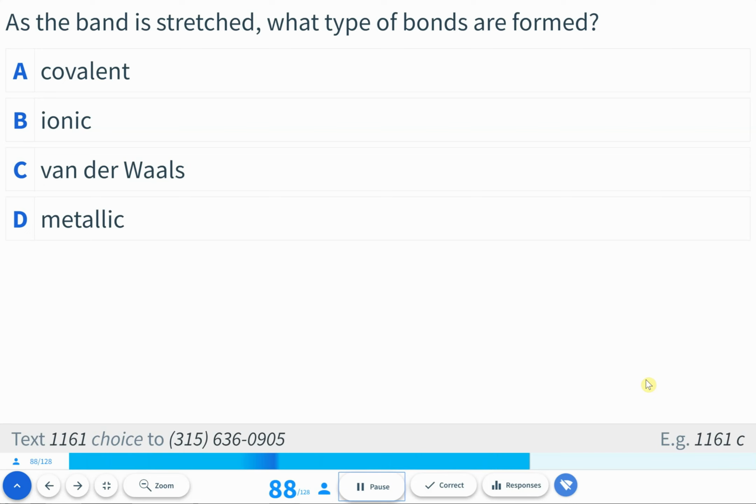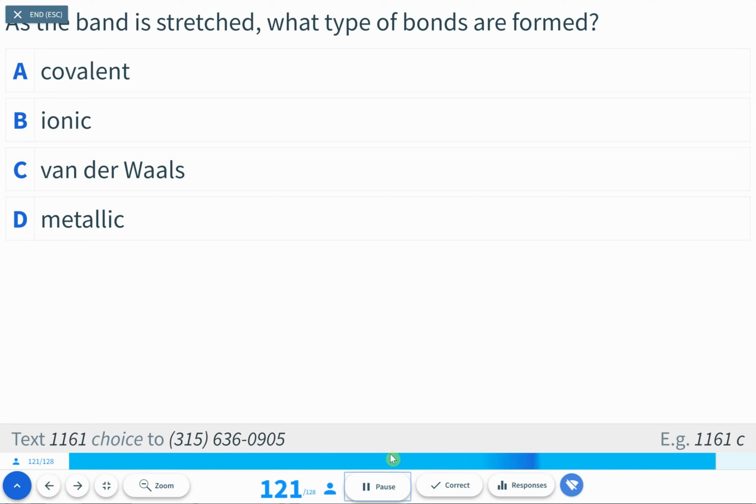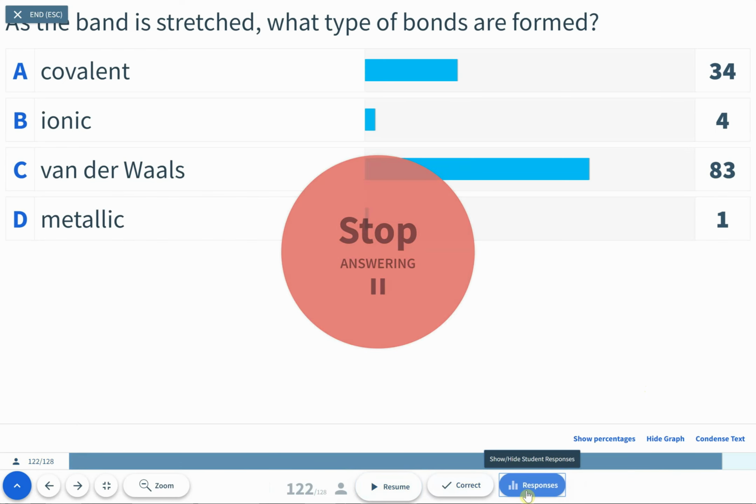Every time I do this, I have to make sure I have the right answer. Which way are you going? Okay, get your answers in. A, B, C, or D. I'm going to end the poll. Okay, what do you think?